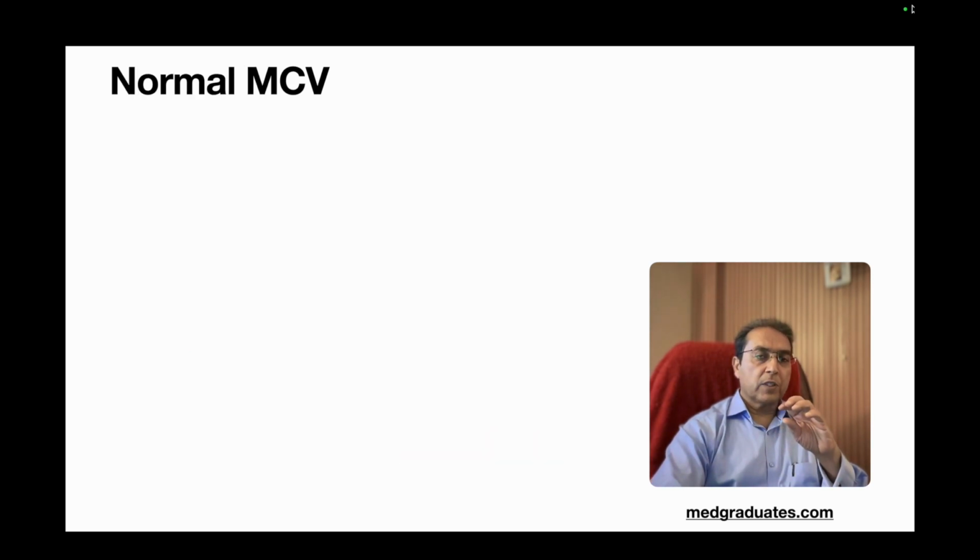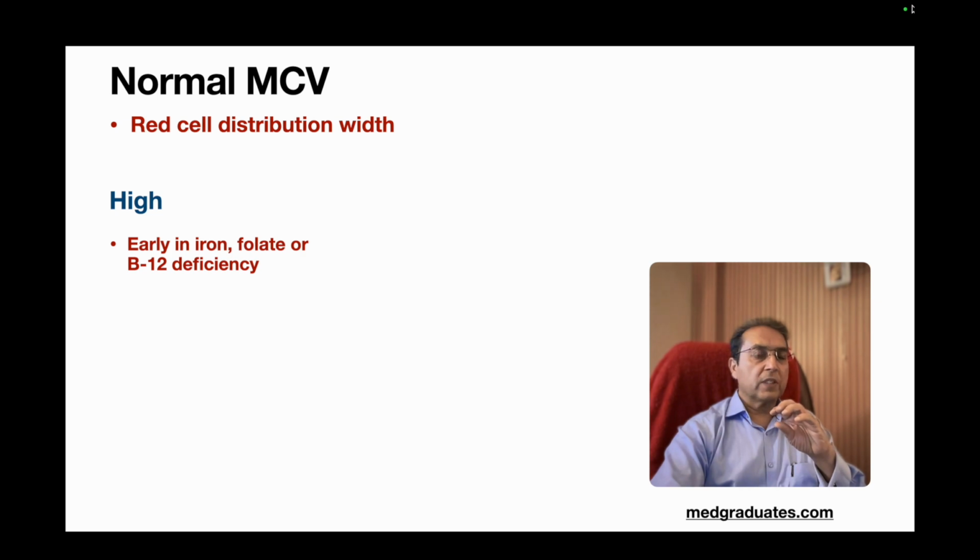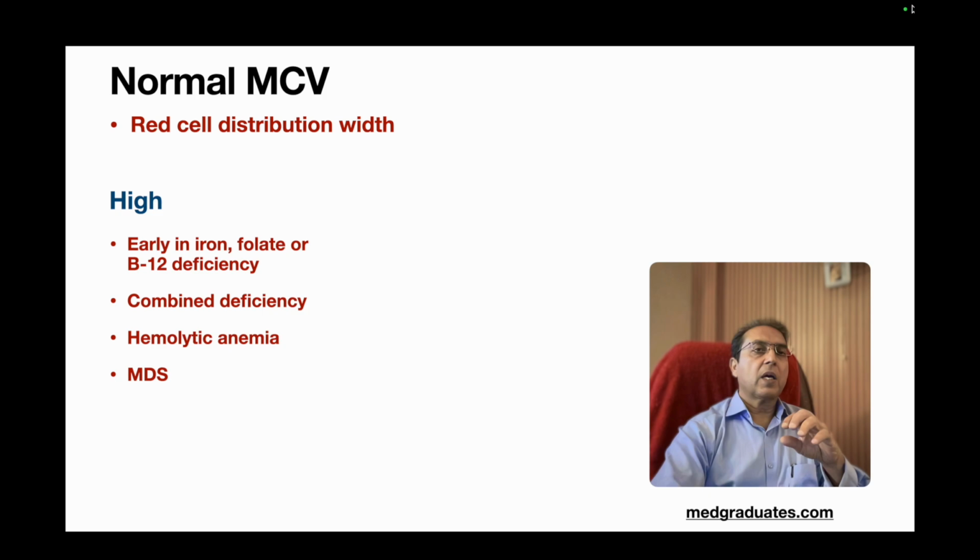And then you see patients who have a complete blood count with a normal MCV. Again, look at the red cell distribution width. If it is high, this could be seen in early cases of iron deficiency anemia, folic acid deficiency anemia, or B12 deficiency anemia. They can also be seen in a clear dimorphic picture in patients who have dual deficiency. Then hemolytic anemias, because there may be a large number of retics coming into the circulation, they may have a high MCV. Patients who have MDS, that's myelodysplastic syndrome, can have a normal MCV with high red cell distribution width. In sickle cell disease, MCHC is high.